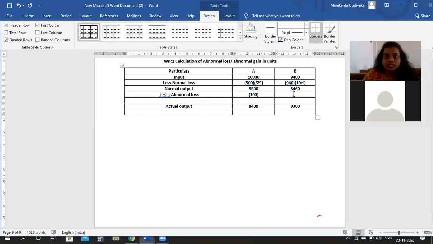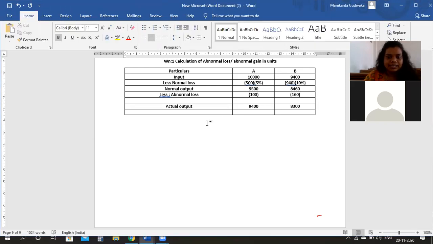Loss. Here also, in this problem, we have a loss of 160 units. Anyone, any doubts? No, right? Can I proceed? Right. Let me start off with process 1.